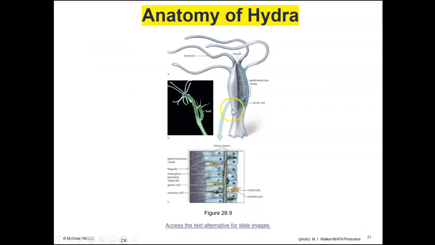Here's an anatomy of a hydra, and then this is a cool picture. Picture B is showing you how hydra can reproduce asexually by budding. So the little baby will grow on the side of its parent, and then it's just a clone of the parent because this is asexual. And then it will break off and grow into an adult hydra.